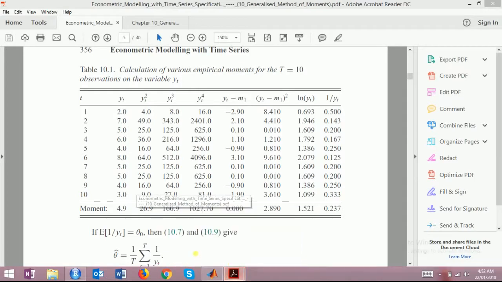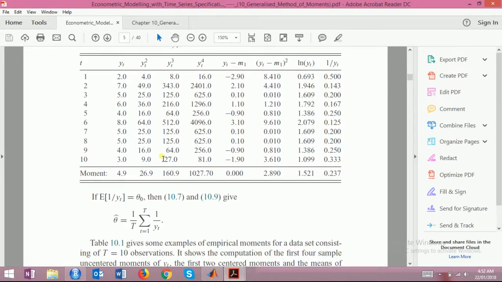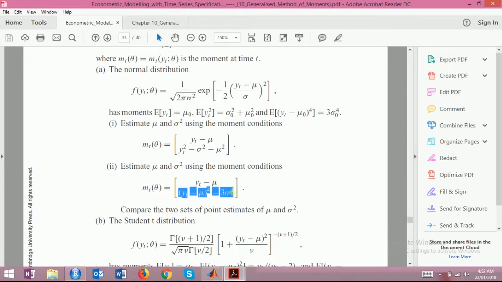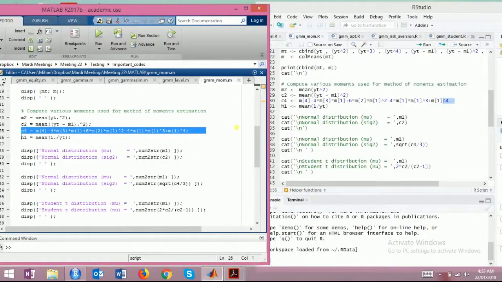And where am I getting this from? Square root of C4 divided by 3, basically from here. Okay, so if you take 3 on the left hand side, then you can take a root over all, and you have the square root of C4 divided by 3.